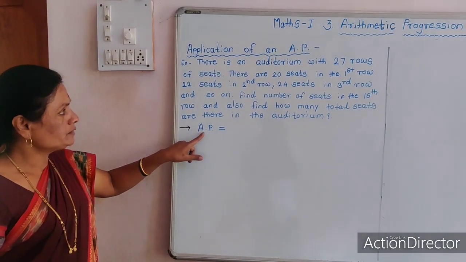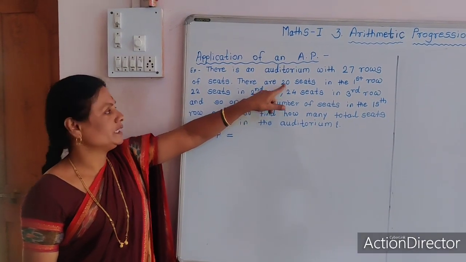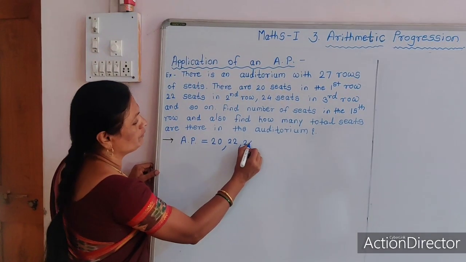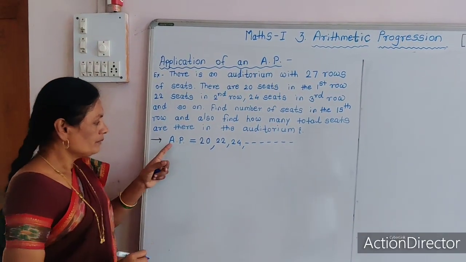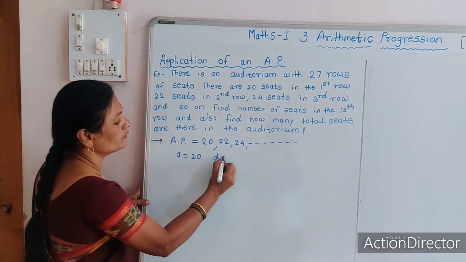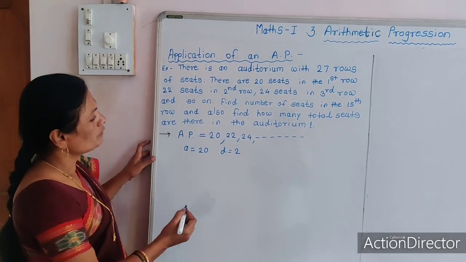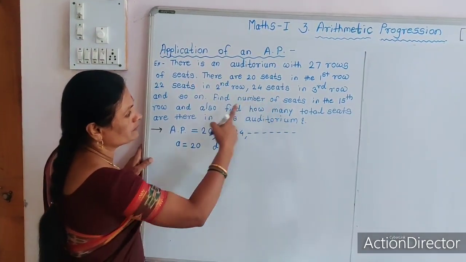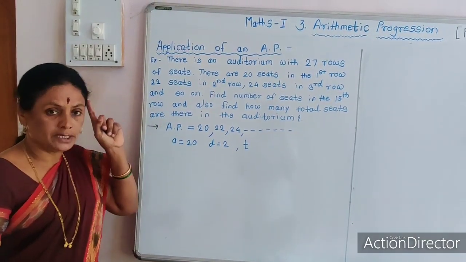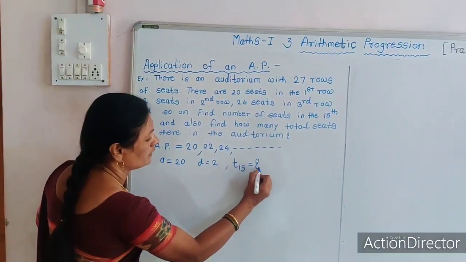The first term of the AP, that is the number of seats in the first row, is 20. The number of seats in the second row is 22, then 24 and so on. From this AP we have A equal to 20, and D, the difference between two consecutive terms, is 22 minus 20, which is 2. Here we have to calculate the number of seats in the 15th row, that is T15.